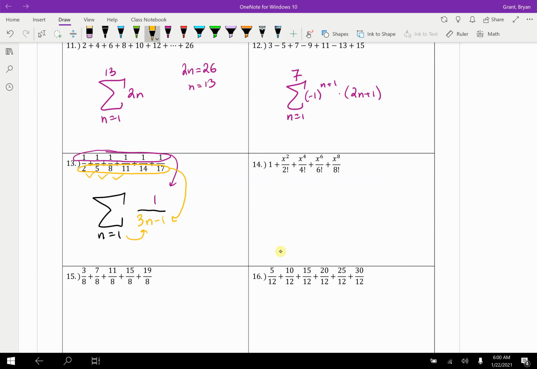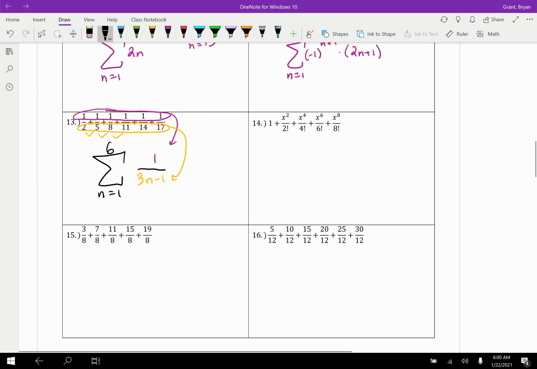Substitute in 2. 6 minus 1 is 5. Yeah, that looks pretty good. Where do we stop? 1, 2, 3, 4, 5, 6. We stop on the 6th term. Great. See? Fractions are easy. Fractions are our friends. All right. Why don't you try the next one and then unpause when you're ready.